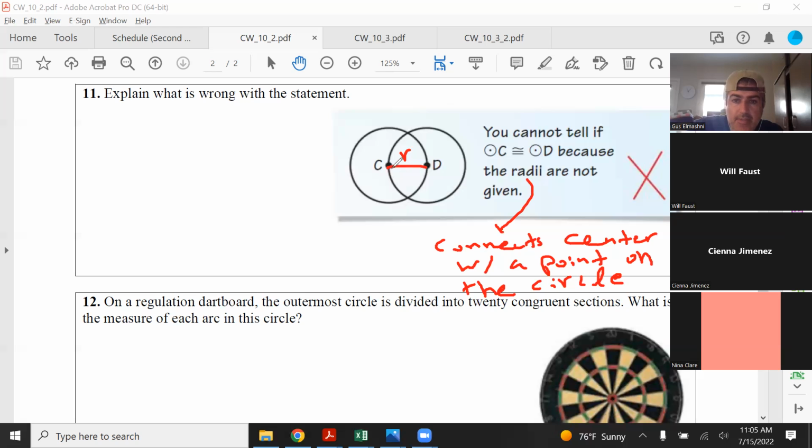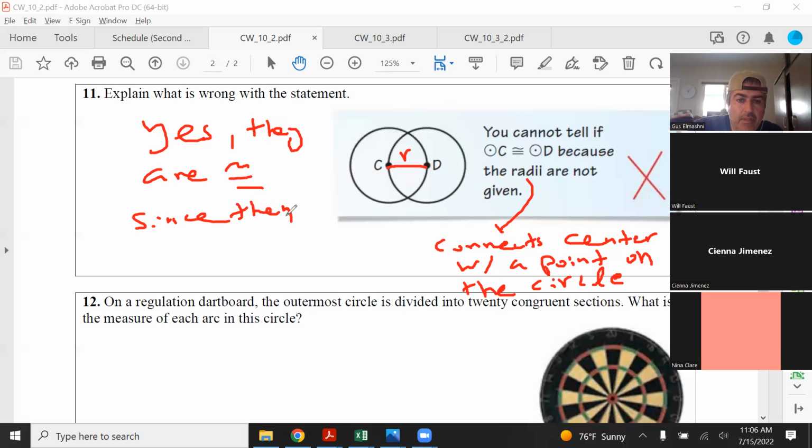Well, clearly C is touching the point on its circle, and likewise D. So the answer is yes. They are congruent, since they share the same radius. That's the reason why. Because D is a point on circle C and C is a point on circle D, right? Again, D is a point on circle C, C is a point on circle D.